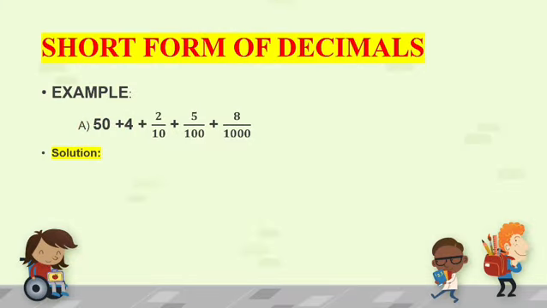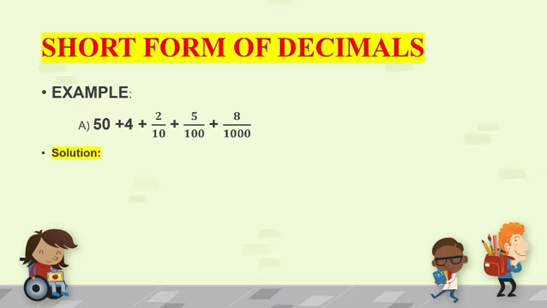Now let's see how we write the short form of decimals. To write the short form of decimals, we have to just write the place value of the digits in a short way. And how are we going to write in short way? By keeping the place value chart in mind. So here, what is the number given? 50 plus 4 plus 2 by 10 plus 5 by 100 plus 8 by 1000. So how are we going to represent this?